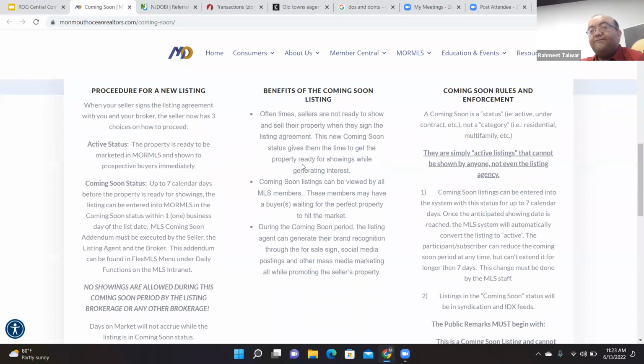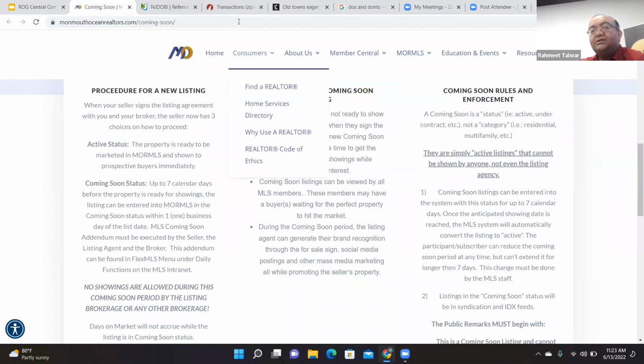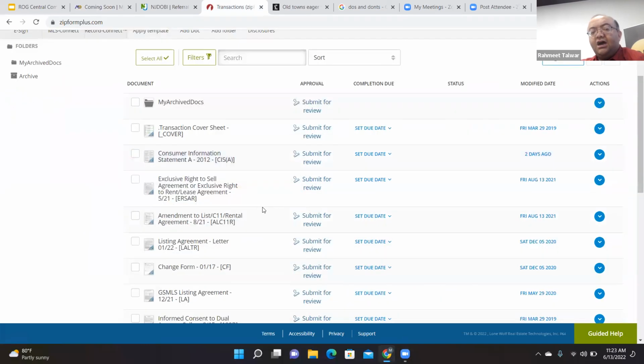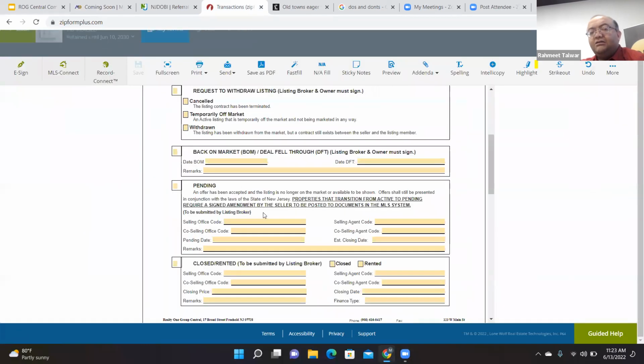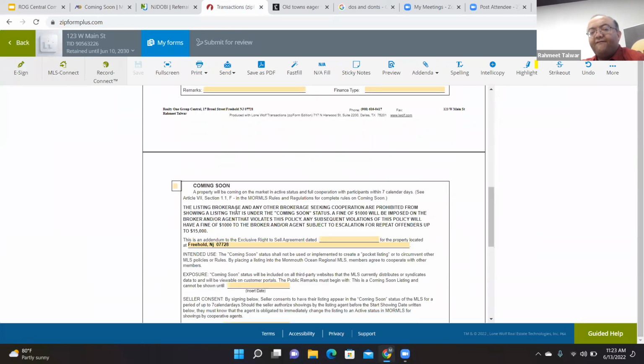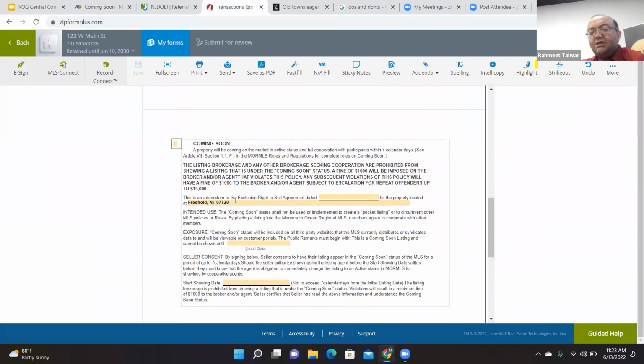There's a separate addendum for the coming soon on zip forms. It's part of the amendment form. If you go on the amendment form, in the last portion of it, there's a coming soon addendum. This has to be uploaded to the MLS as well.